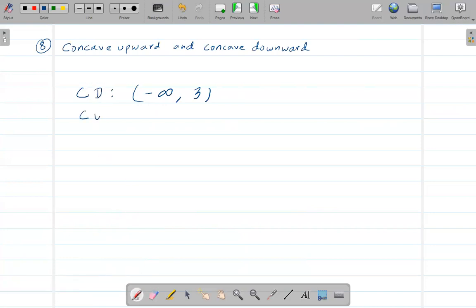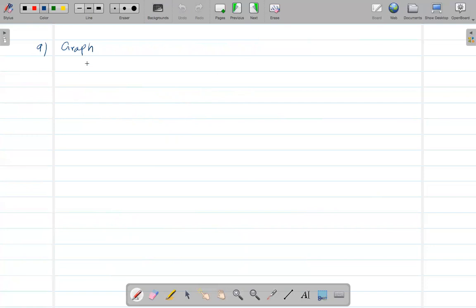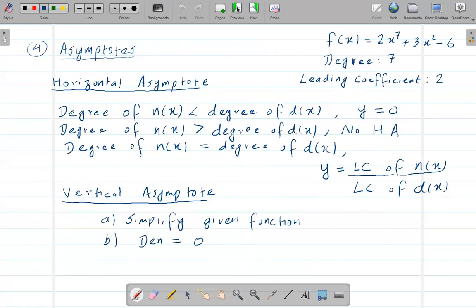And concave upward is from 3 to infinity, right? Okay, so I think we found everything we need here to graph. To graph, we have the information that we found: the x-intercept, which was (-3, 0), and the y-intercept, which was (0, -1). So we will be using that.